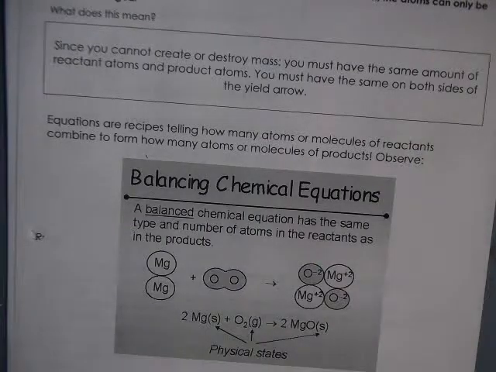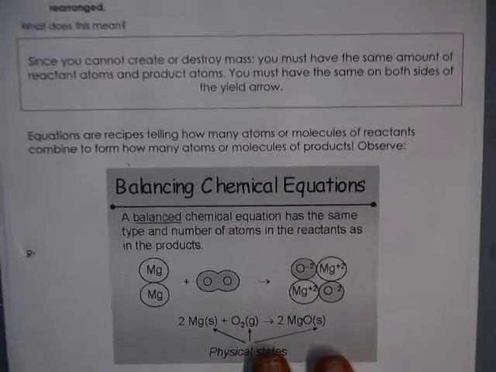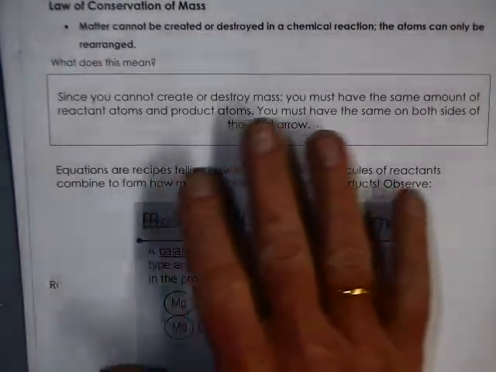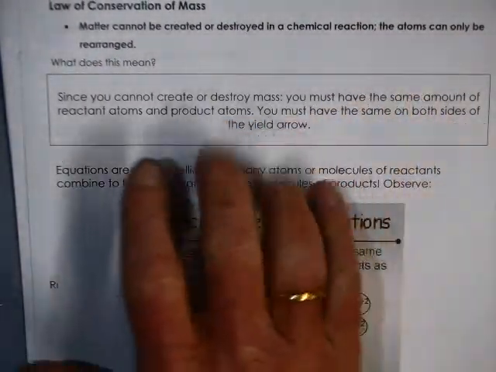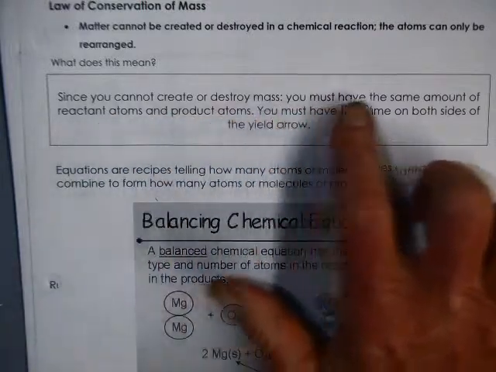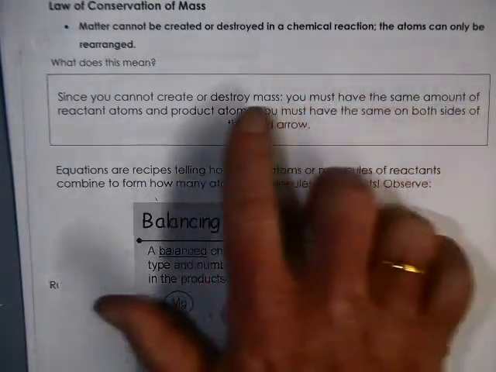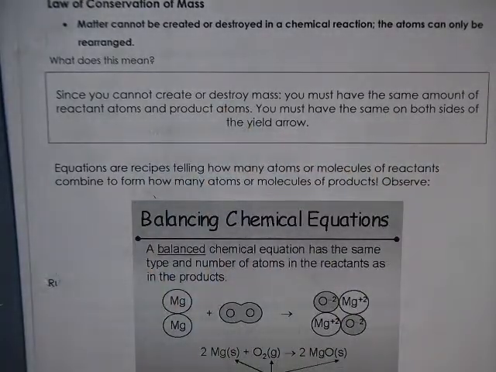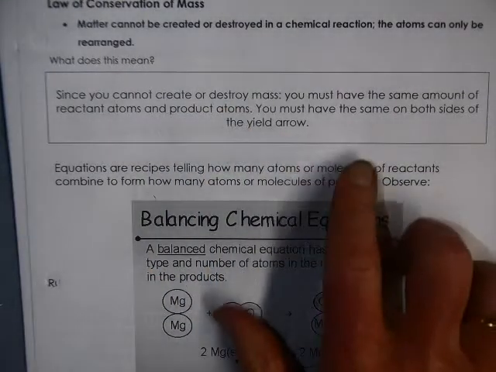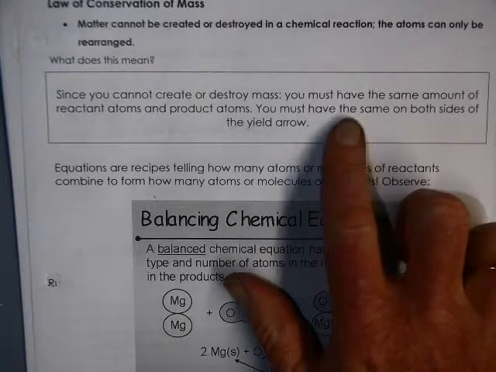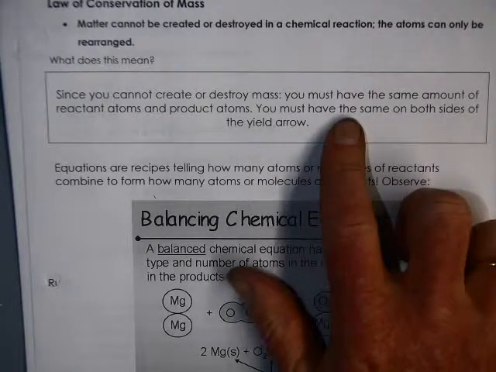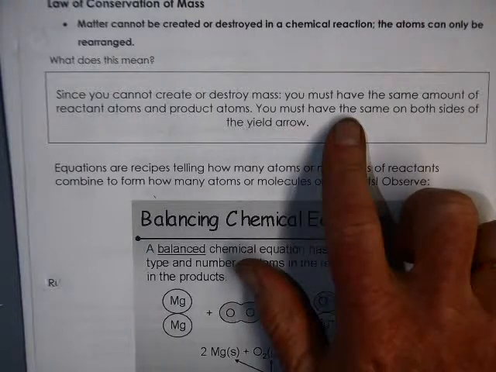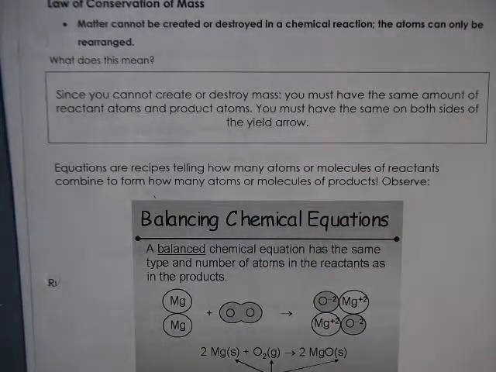Okay? So here we are. This is exactly what happened. I'm not going to go through this. This is what we've just demonstrated. Since you cannot create or destroy mass, you must have the same amount of reactant atoms and product atoms. That's what we saw. That means you must have the same number of atoms on both sides of the arrow, of the yield arrow. Okay?